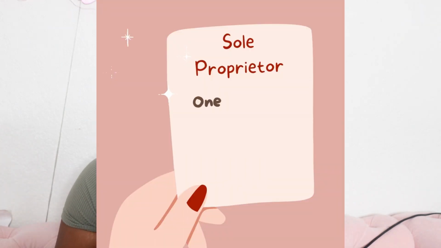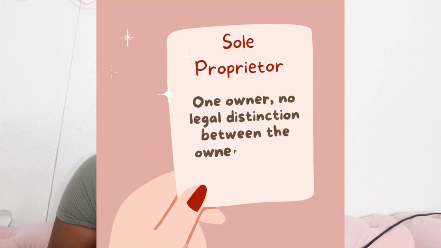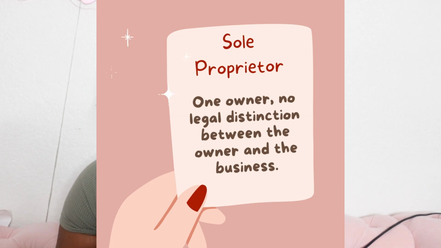If you're a sole proprietor, that means I just went on to irs.gov, I got an EIN number, I'm opening up shop, it's just me. When you're a sole proprietor, that goes onto a Schedule C on your personal tax return.